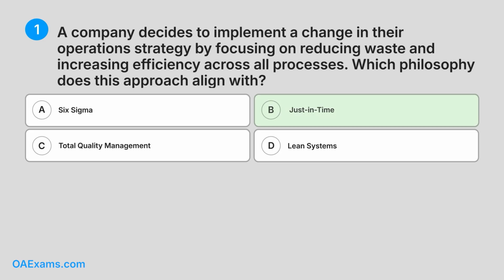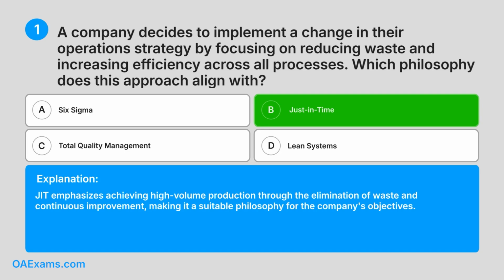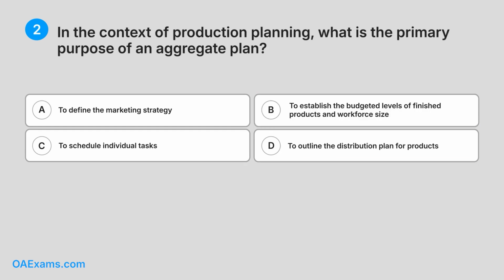Correct answer. B. Just-in-time. Explanation. JIT emphasizes achieving high-volume production through the elimination of waste and continuous improvement, making it a suitable philosophy for the company's objectives. 2. In the context of production planning, what is the primary purpose of an aggregate plan?